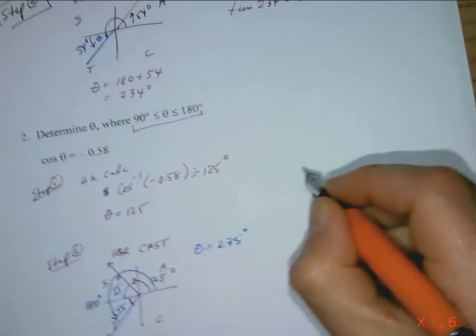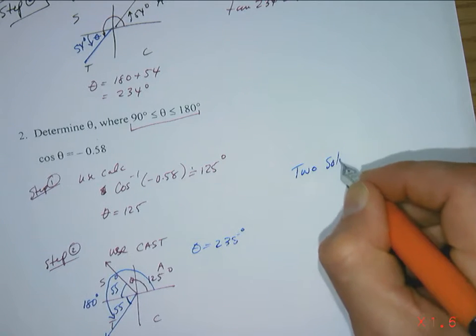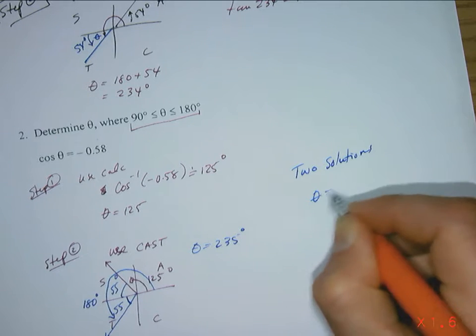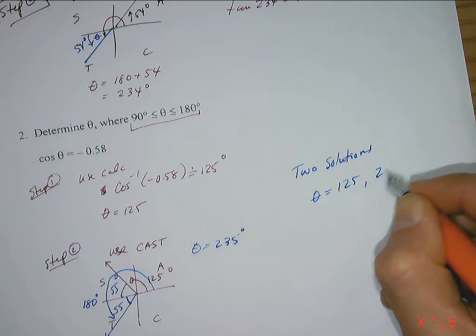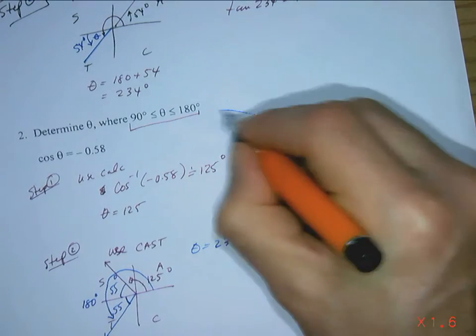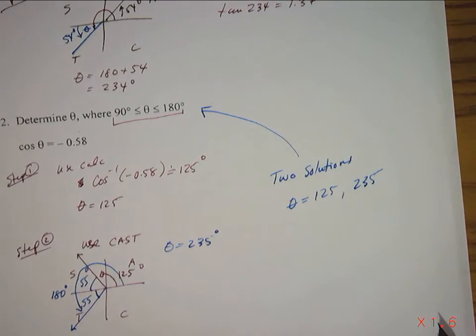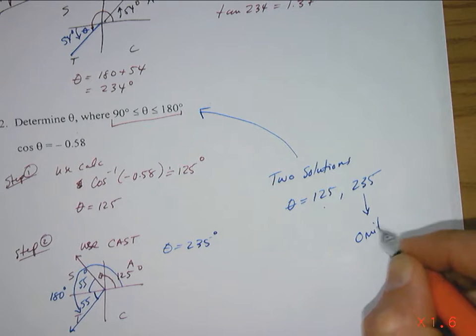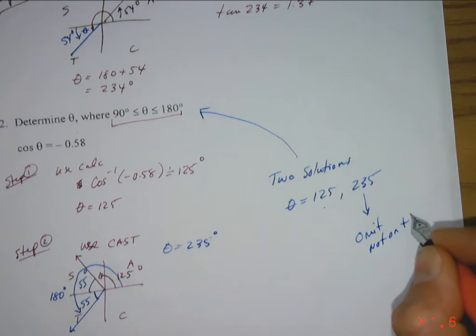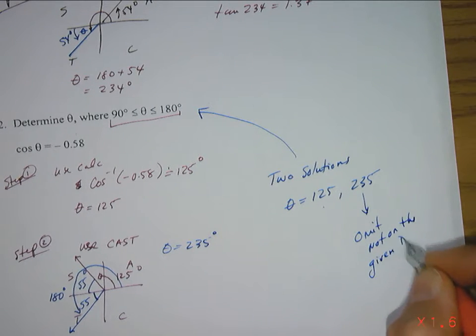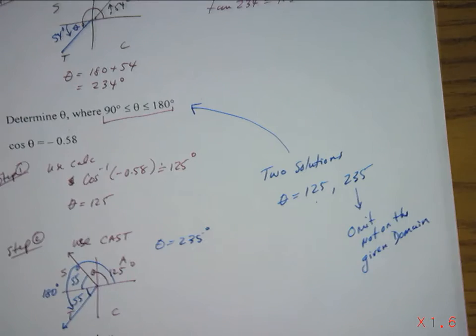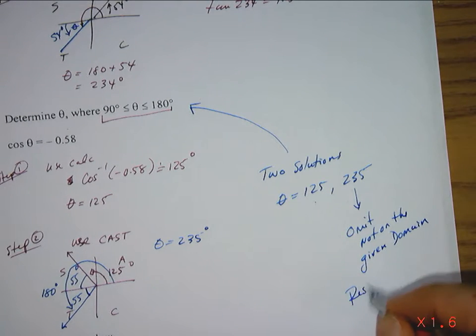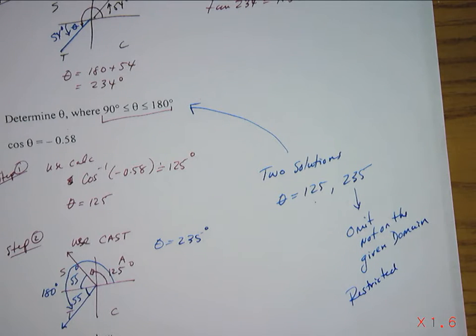But we had a restricted domain. I'm only allowed to take values between 90 and 180. So the only value that we can use is this one. So what we say is omit, not on the given domain. Or you can call it a restricted domain, meaning certain values are not allowed.